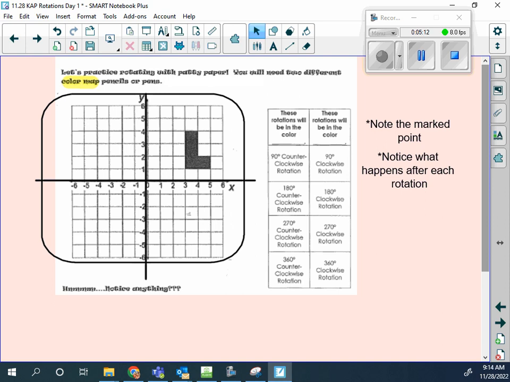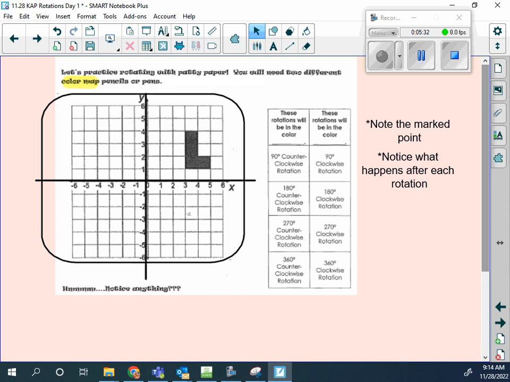So we're going to actually physically rotate it because, if you remember a few weeks ago, I said rotations are the most difficult of all the transformations. That's why we're doing them by themselves. If you look at the board, that's why we're spending 3 days on just rotations.